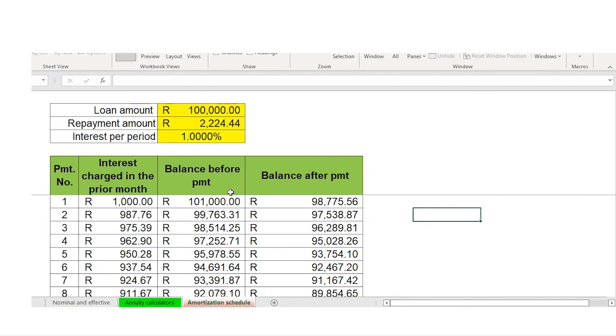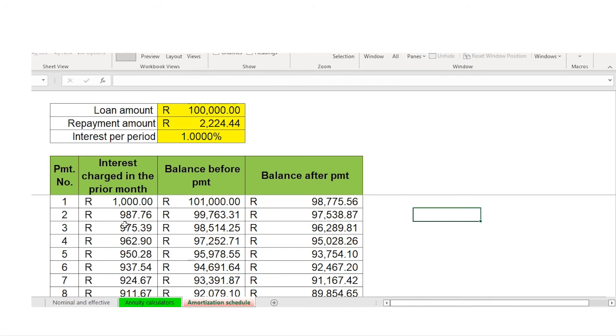What this spreadsheet is doing is it's showing us how the loan comes down. So we borrow 100,000 Rand. Then the interest is 1% per month. So after 1 month, we actually owe 101,000 Rand. And then we make a payment of this amount, 2224.44. And then the interest gets calculated as 1% of what we owe.